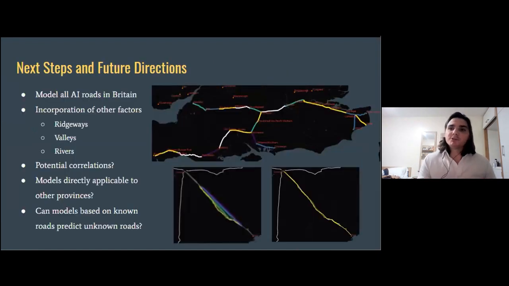Having briefly discussed my results so far for southern Britain, what are the next steps for my research? So for the rest of my PhD, I'll be working on modelling the rest of the public Roman roads within the British section of the Antonine itinerary. Whilst doing this, I'll also be looking at other potential factors that can be incorporated within the model. Examples based on previous research include a preference for Roman roads being built along ridgeways, the general avoidance of valleys, and the importance of being near river systems.